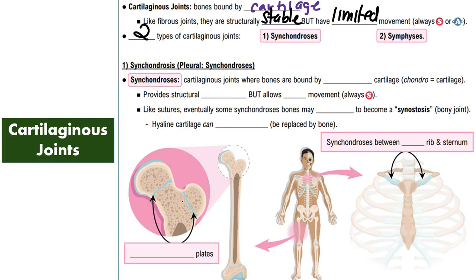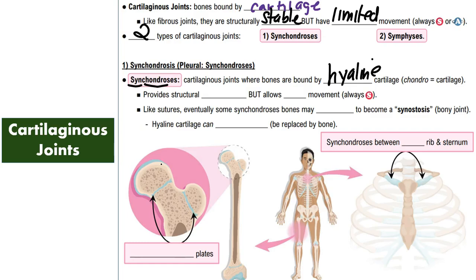These are going to be cartilaginous joints where bones are bound by hyaline cartilage. And if you just look at the name, we see chondro. Syn means together. Chondro, we already know, has to do with cartilage. So that could just be one of your ways to remember that it has to do with cartilage. But you want to specify and think hyaline cartilage.